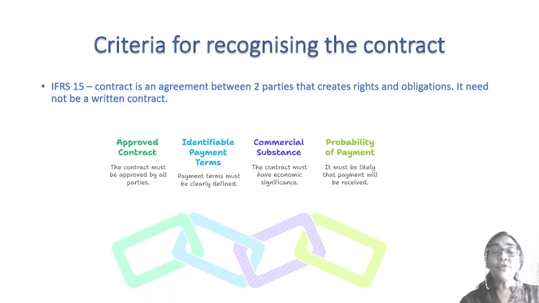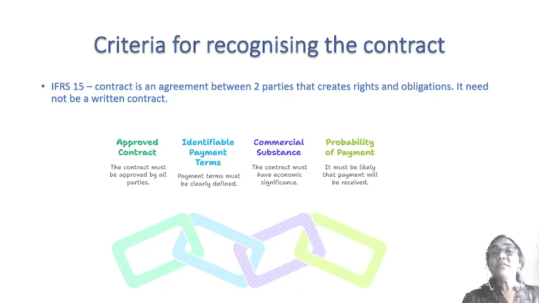So, the criteria for recognizing the contract are: first, it has to be approved by both the parties. Second, there has to be identifiable payment terms. Third, there has to be a commercial substance, that is, the contract must have economic significance. And lastly, probability of payment. It must be likely that the payment will be received.